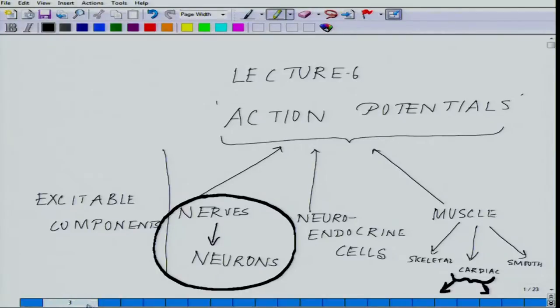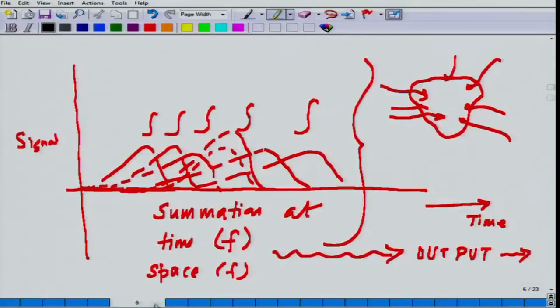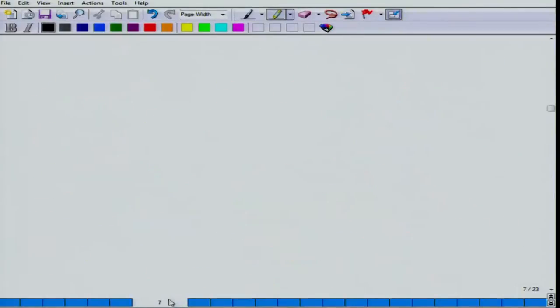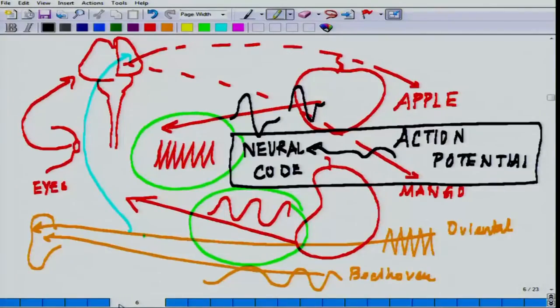In the light of what I have taught you just now, understanding the action potential is the most critical thing. Unless we understand this basic phenomenon, it is really tough to appreciate the electrical events which are taking place. So now let us try to understand the action potential.